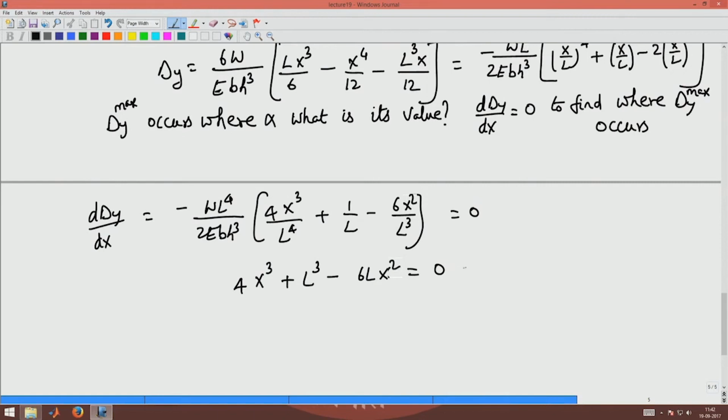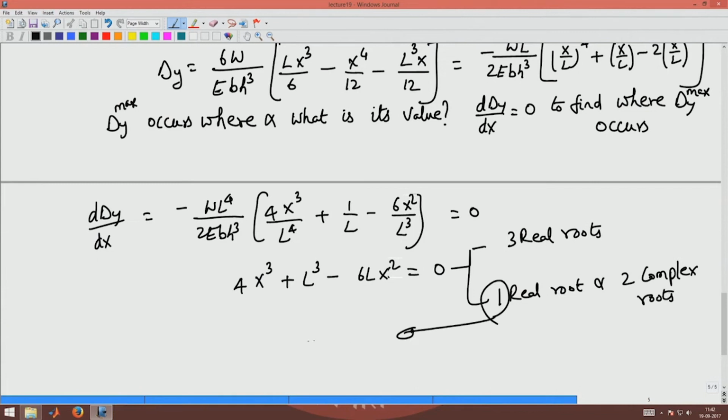This cubic equation has various possibilities: it can result in 3 real roots, or 1 real root and 2 complex roots. Then I pick the real root, which becomes the location. On the other hand, if I had 3 real roots, there will be only one root which will lie in the domain of 0 to L, because I am looking at a solution for this equation in the domain 0 to L.